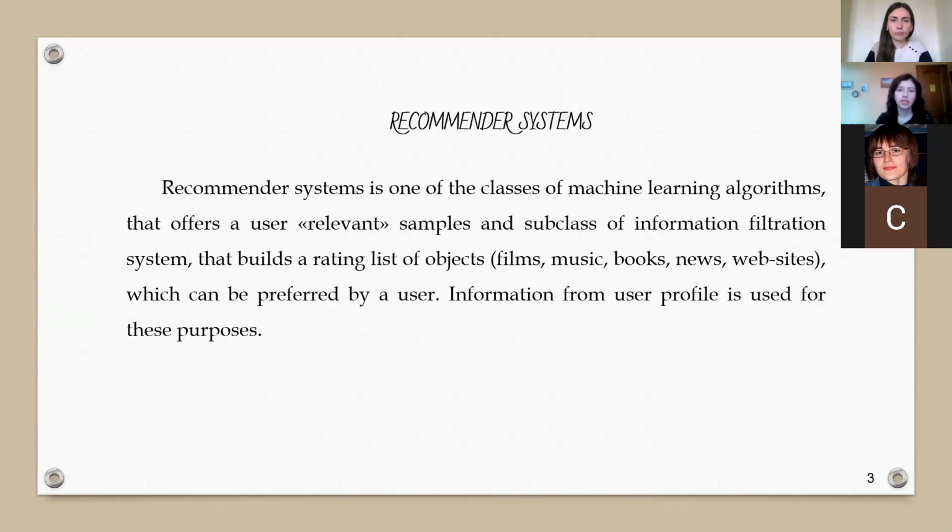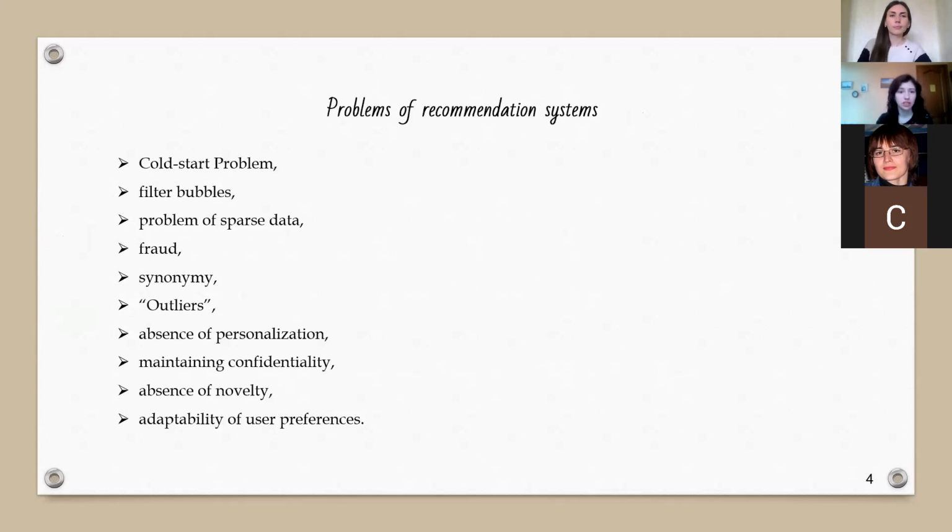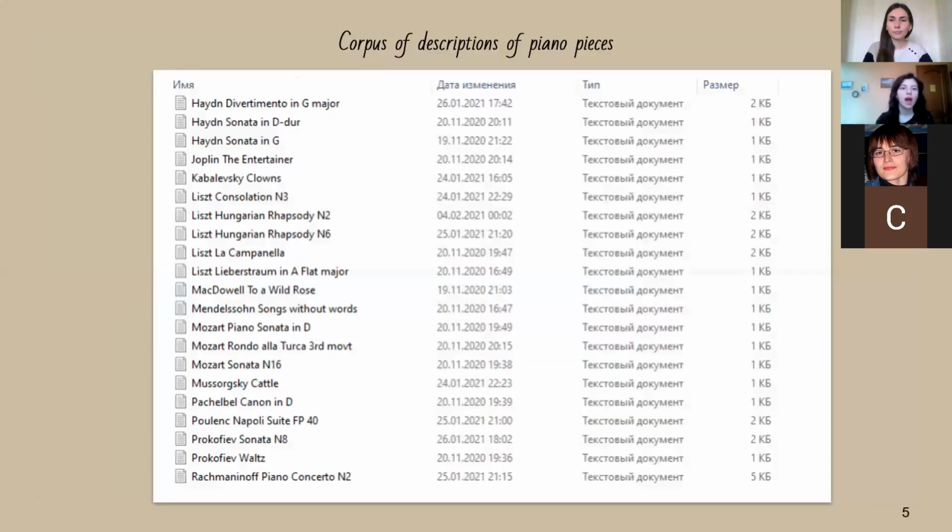A recommender system is one of the classes of machine learning algorithms that offers a user relevant samples. The main problems of recommendation systems are the cold start problem, filter bubbles, the problem of sparse data, fraud, and synonymy. The other problems are presented on the slide. Our recommendation system was developed on the base of a corpus of descriptions of 75 piano pieces. Usually an indicator of complexity of pieces of musical art can be presented in 2 or 3 words. So bigrams and trigrams from the given corpus were separated for further work.